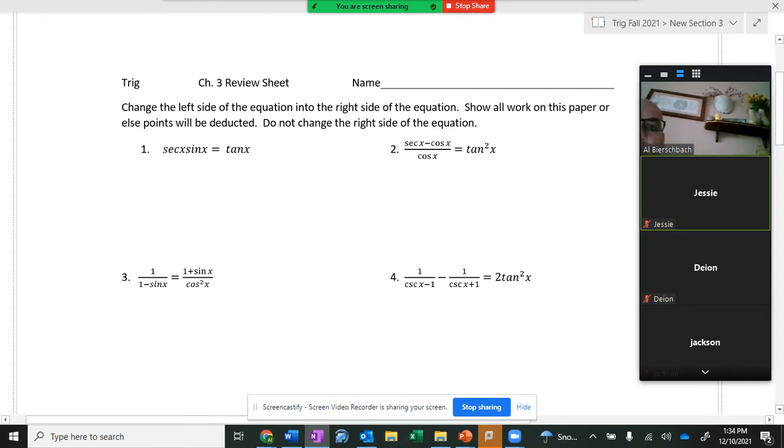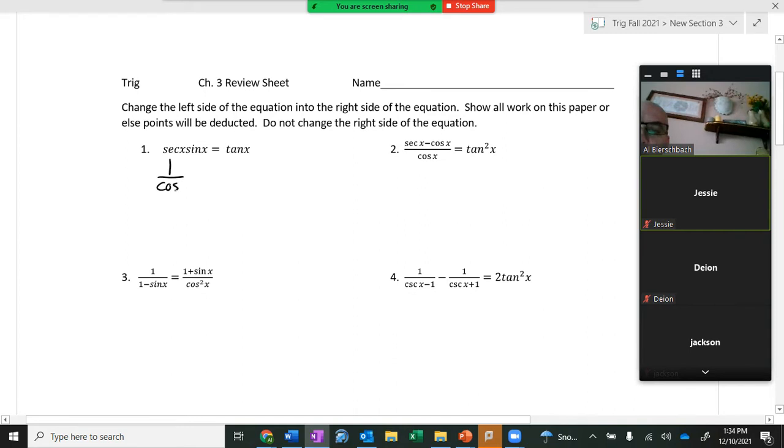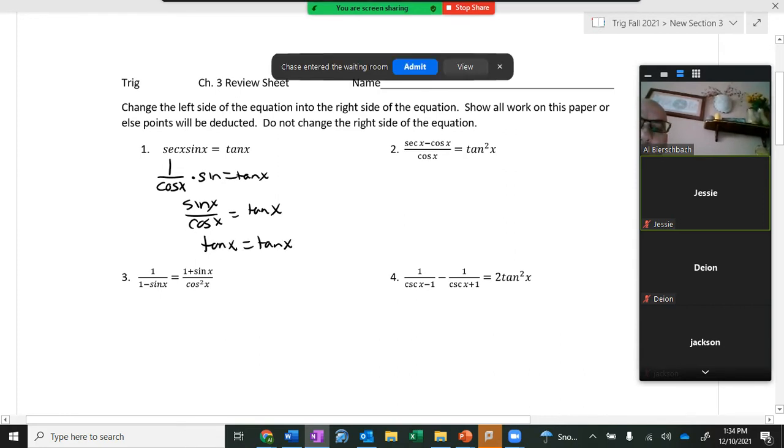Otherwise, we're rolling. Okay, secant of x times sine of x. Secant is 1 over cosine times sine, so sine over cosine is tangent. Okay.